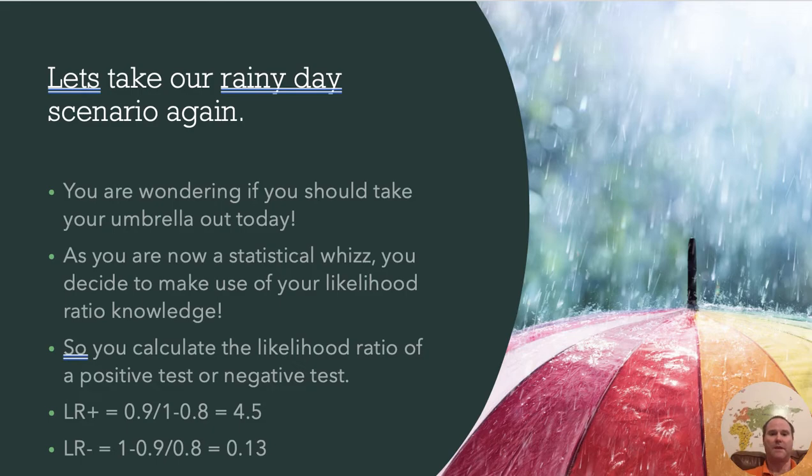Let's return to our rainy day test again. So you're wondering if you should take out your umbrella today, and as you're now a statistical whiz, you decide that you're going to use your likelihood ratio test knowledge. So you calculate the likelihood ratio of a positive test or of a negative test, and as we know, the likelihood ratio of a positive test is sensitivity divided by 1 minus specificity. We get a likelihood ratio of a positive test of 4.5. And then in terms of the likelihood ratio of a negative test, we go 1 minus sensitivity, so 1 minus 0.9 divided by the specificity of 0.8, and that gives us a figure of 0.13.